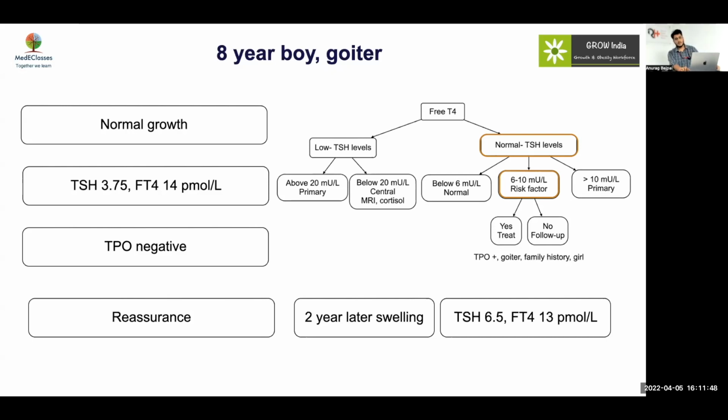So the patient was started on thyroxine. What dose will you start if it is subclinical? So we can start at a lower dose, generally 50% of the dose.